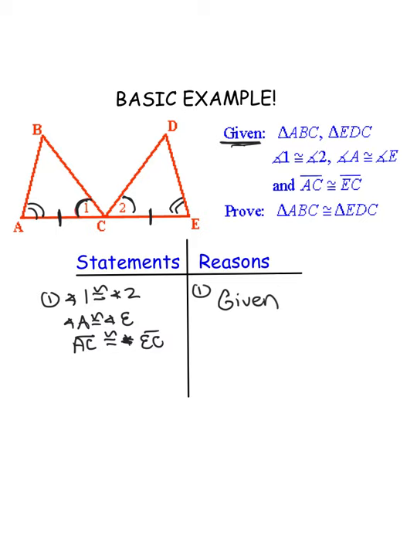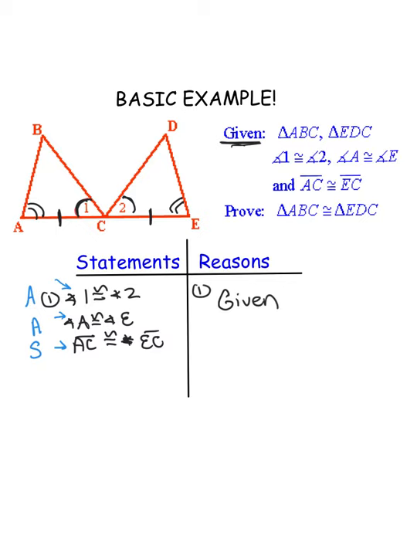Now, what I like to do when I'm doing a proof is off to the side, if I'm given an angle or a side of the triangle, I write it next to the line. So for the first one, where it says angle 1 is congruent to angle 2, in the triangles, that's an angle. The second given piece of information, angle A and angle E are congruent. That's also an angle in my triangle. The third thing that's given to me that I marked is a side.